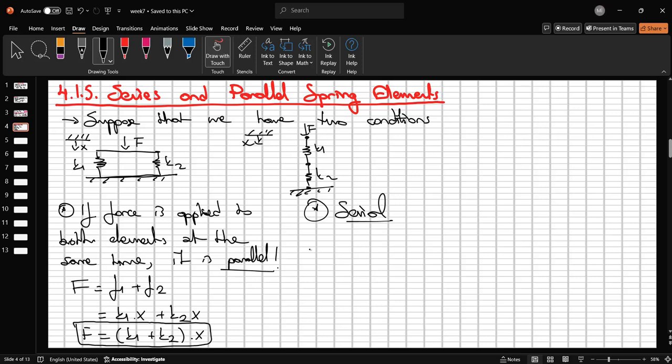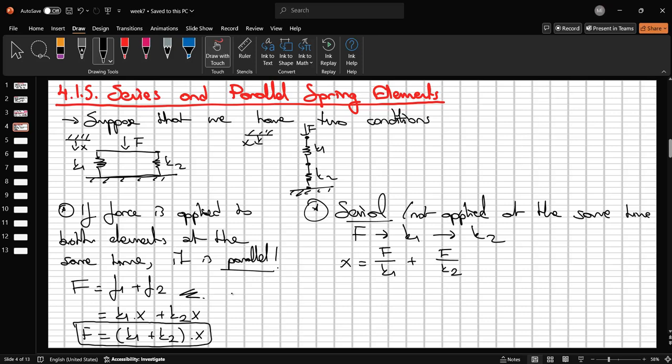But in the serial notation, the force is not applied at the same time, right? Do you understand that? Because F pushes K1 and K1 pushes K2 in here. This is called serial. Okay? In this case, we need to write that x is f divided by k1 plus f divided by k2. Okay? This is our equation. One of them is that one, the other one is that one.